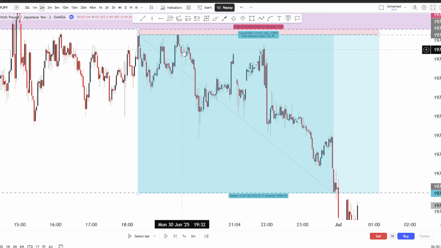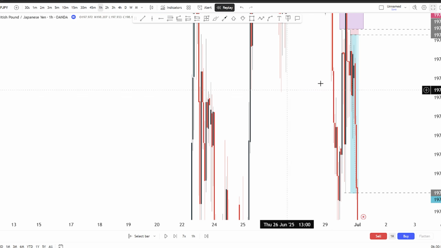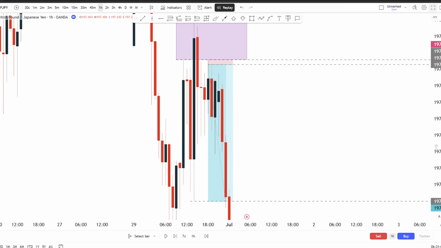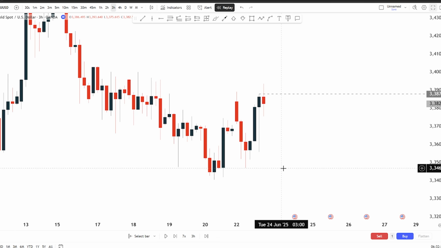Because we have used the 4 hours, if we move on to the 1 hour right now, you can clearly see that this is a sniper entry. I hope you understand what I mean. So let's try to look for another example.